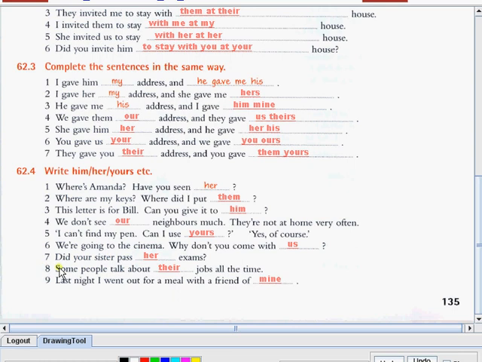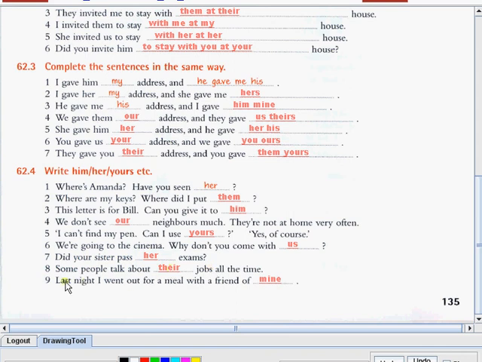8. Some people talk about their jobs all the time. So the topic here or the subject is some people. So that is many. There are a lot of people. Or some people, plural, so we use their. And this is a possessive adjective. It modifies the noun jobs, their jobs. Some people talk about their jobs all the time.